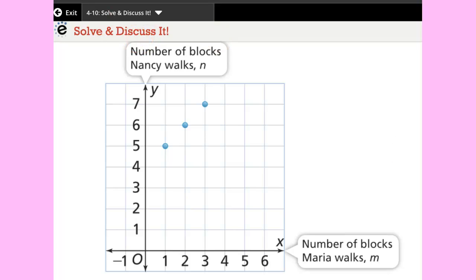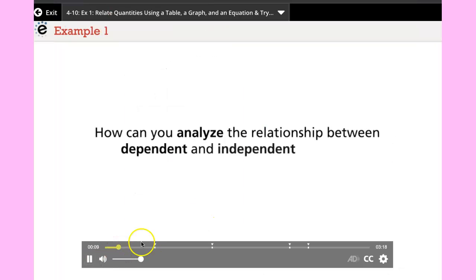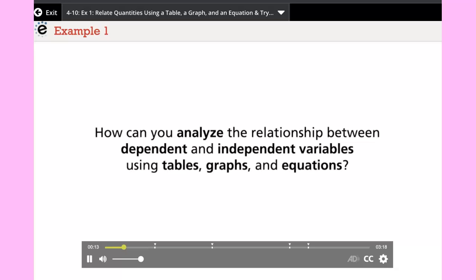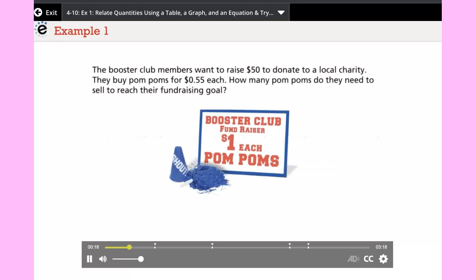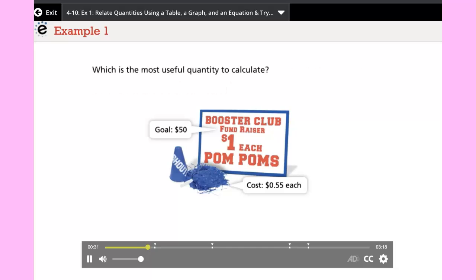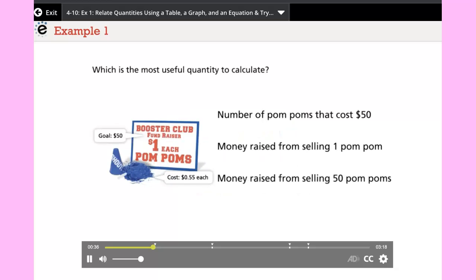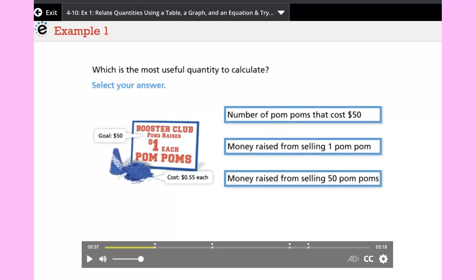Let's move on. Relationship between dependent and independent variables using tables, graphs, and equations. Think about this question during the lesson. The Booster Club members want to raise $50 to donate to a local charity. They buy pom-poms for 55 cents each. How many pom-poms do they need to sell to reach their fundraising goal? To begin solving this problem, which is the most useful quantity to calculate? Select your answer.